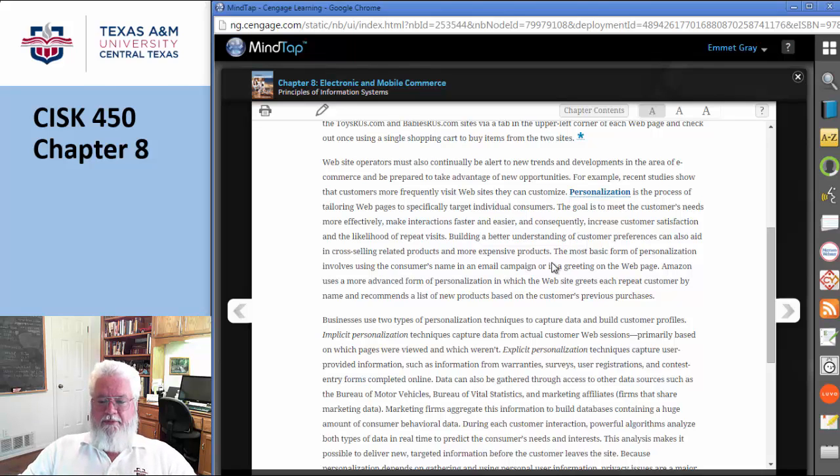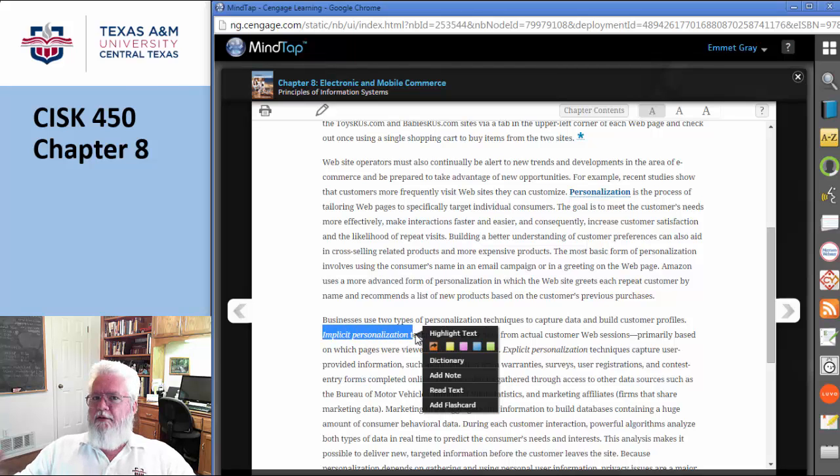Then there's implicit personalization, where they just look at my browsing history, what I'm doing. Essentially, they watch me and figure out what I'm doing, and then they provide personalization based upon what I'm looking at. If I'm looking at lawnmower parts, then perhaps the next thing they're going to show me is a fertilizer spreader, because they know I'm interested in lawnmowers. I probably care about fertilizing as well. So that's what that's all about.